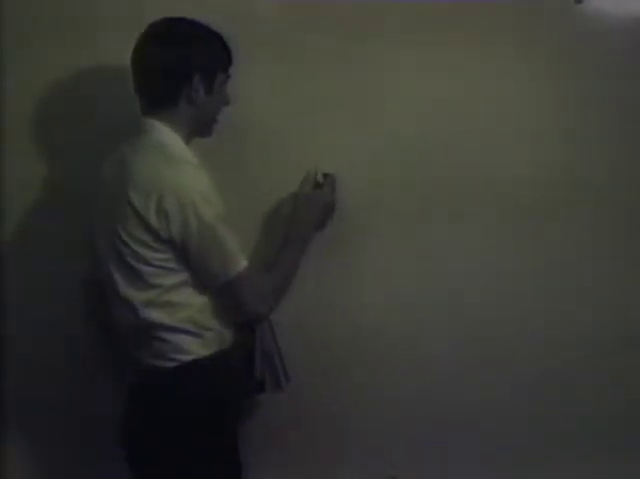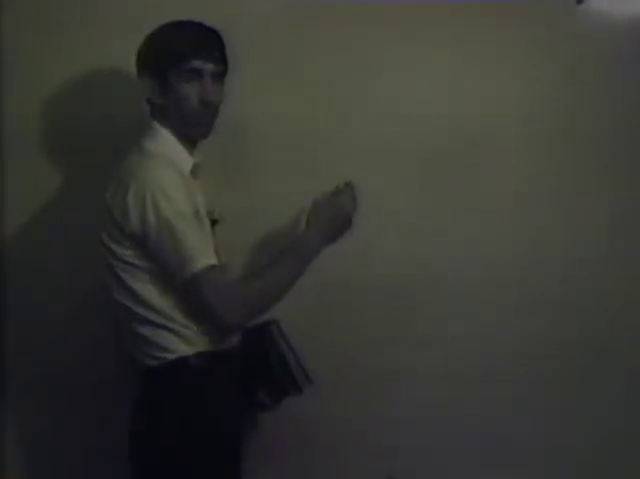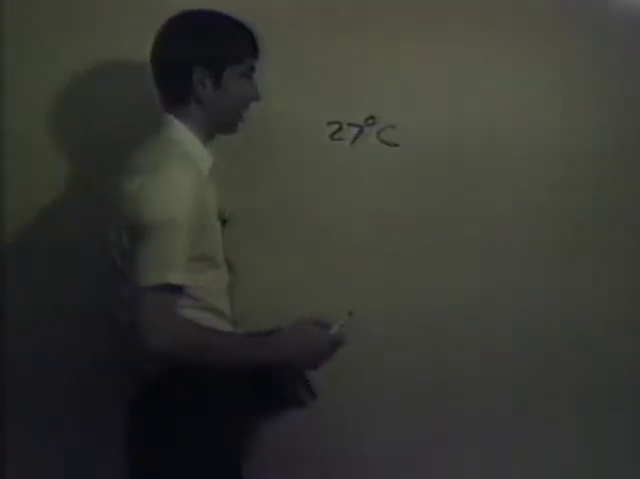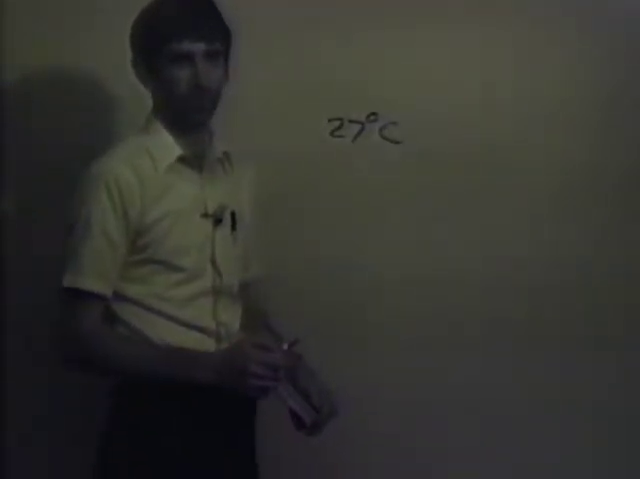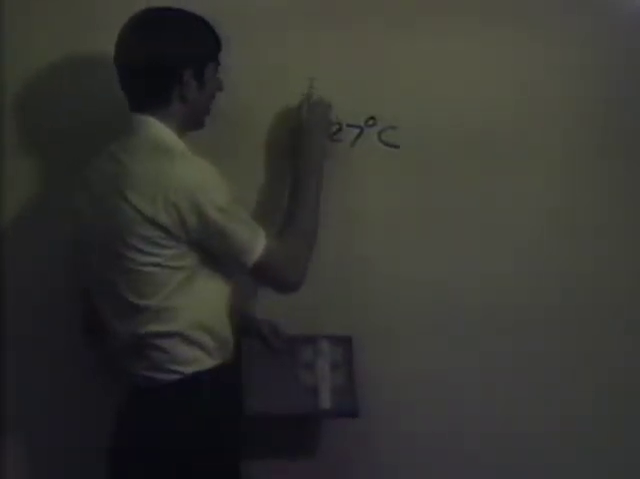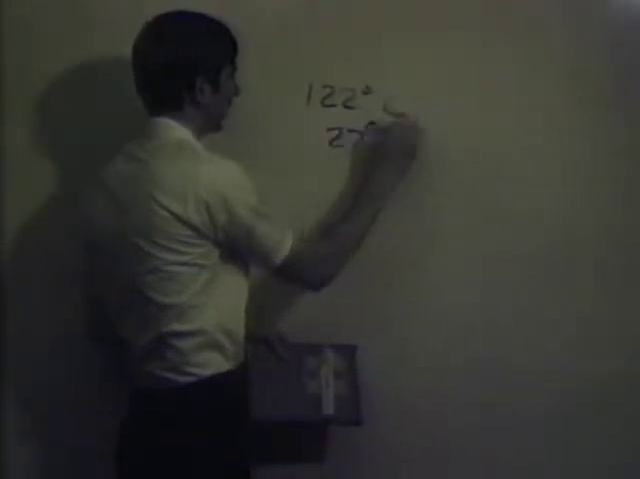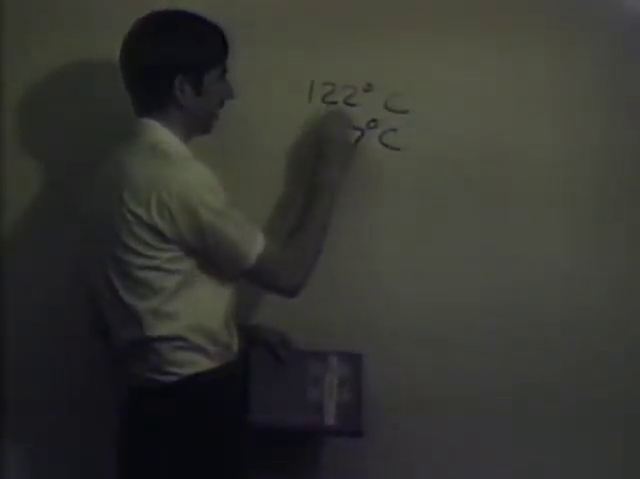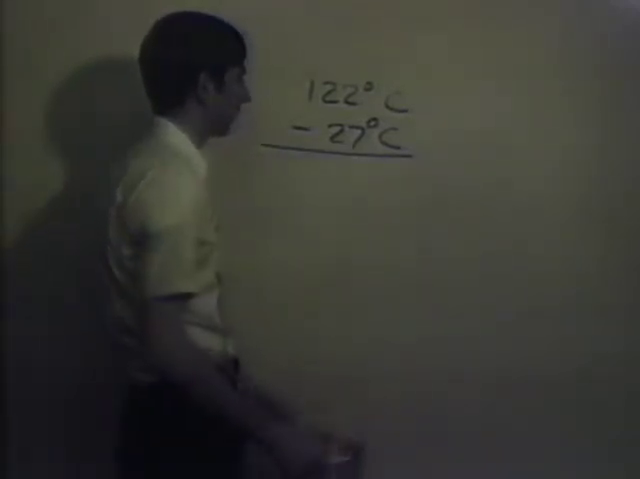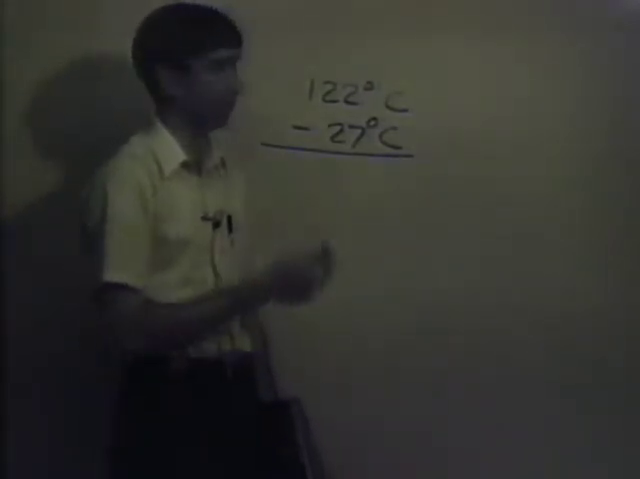Okay, we're given 2 temperatures, right? What did it start out at? Do you remember? 27 degrees Celsius. Okay. And it went up to, what was the number? 122 degrees. Okay. In this case, we can put the starting temperature on the bottom and the temperature that it ended up with on the top and just go ahead and subtract those 2 numbers, and that will give us the amount that the temperature rose.